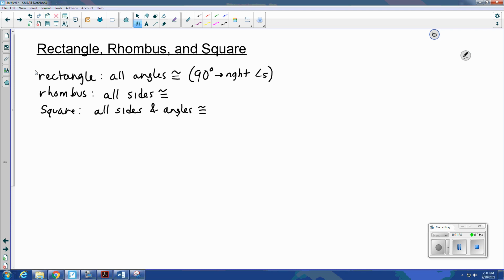Now, because all angles are congruent, that means opposite angles are congruent, and if opposite angles are congruent, then we have a polygon that represents a parallelogram. For the rhombus, if all sides are congruent, then opposite sides are congruent, and that is again a condition for a parallelogram. So the rhombus is a parallelogram. And then if the rhombus and the rectangle are parallelograms, then the square is as well for the same reasons. So we'll make a note that the rectangle, the rhombus, and the square are parallelograms. So the properties of the parallelograms apply to the rectangle, rhombus, and square as well.